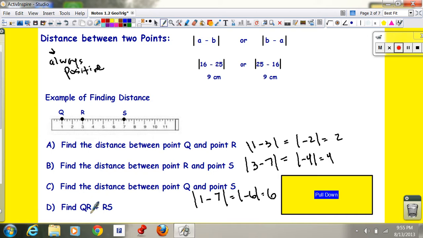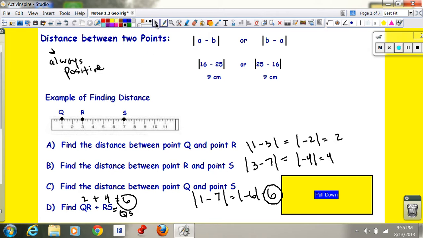Now it says find QR plus RS. Now we just found out that QR, from Q to R, was a 2. So this is a 2. Plus, we find out RS right here. RS was a 4. So QR plus RS would be a 2 plus a 4. That's going to equal 6. And if you notice, QR plus RS is going to equal the same thing as Q to S. So QR plus RS really equals QS. So that's going to come up in a minute.